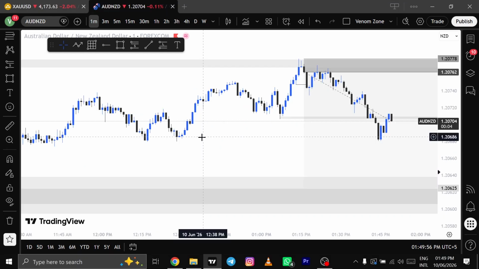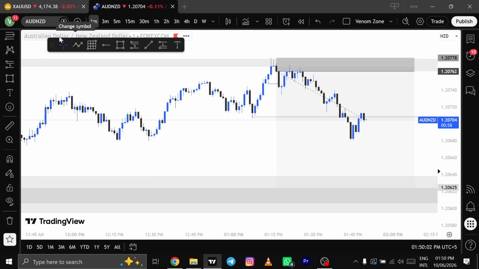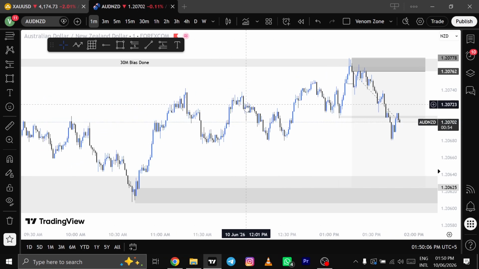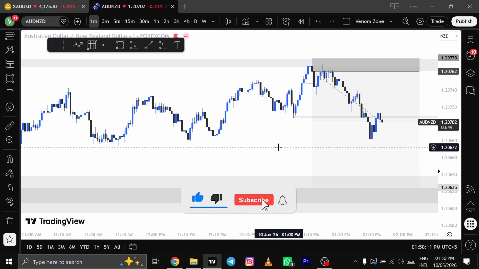Before taking any trade, I always mark the highest time frame bias. Let me show you today's setup. Basically, this is the AUD NZD setup, and my trade in short is running. And now we will discuss the logic behind it, why I take this trade, and what was the logic behind it.